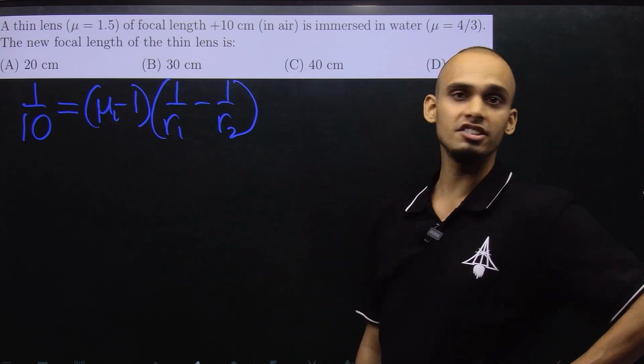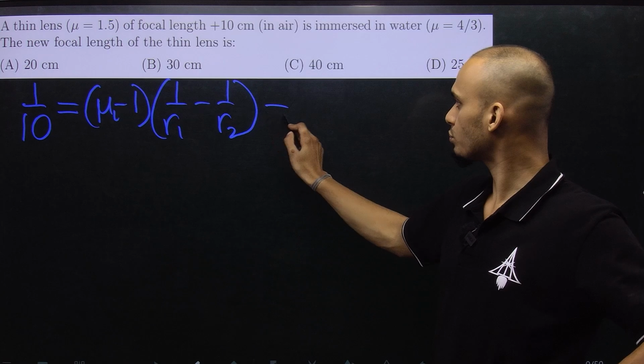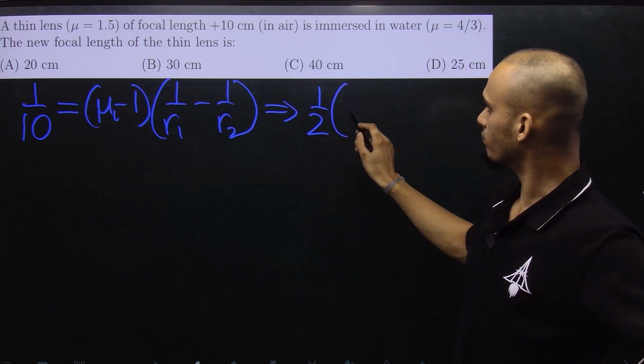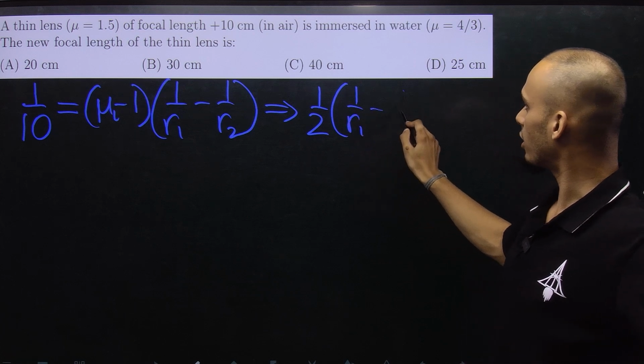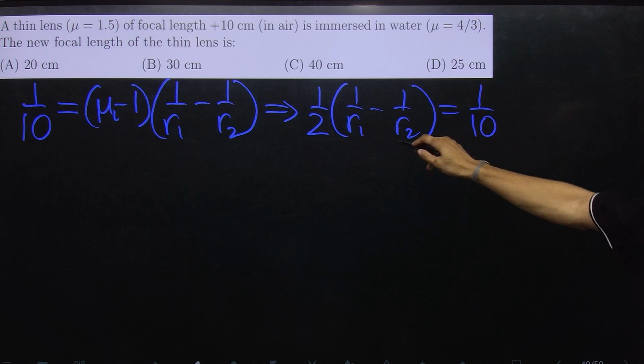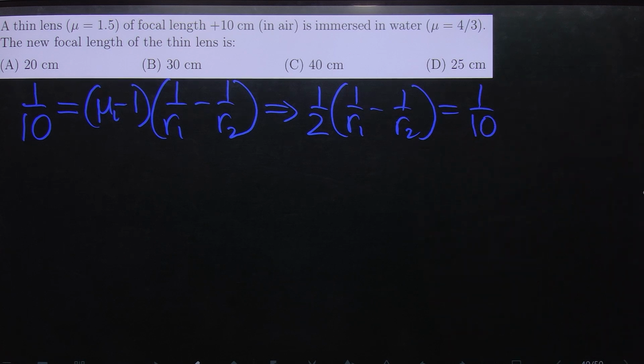Mu L minus 1 is simply half. So half of 1 upon r1 minus 1 upon r2 is equal to 1 upon 10. So the value of 1 upon r1 minus 1 upon r2 we get as 1 upon 5.